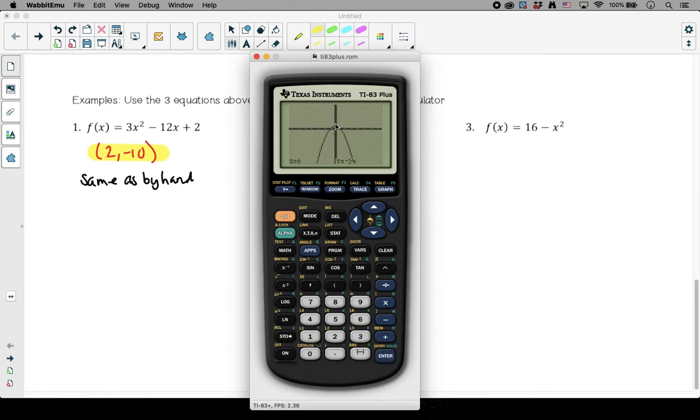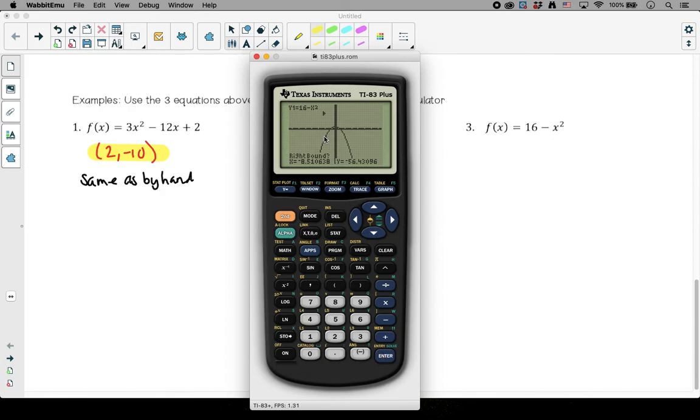Now we can actually see that the vertex is in here somewhere. So now we'll be able to find our cursor. So we'll do second trace, and this one was pointing down. We had a negative x squared. This one had a maximum. I'm going to press the number 4. So left bound, our cursor is blinking right here. We're going to press the left arrow key until it's definitely on the left side of our vertex. So we're going to press enter.